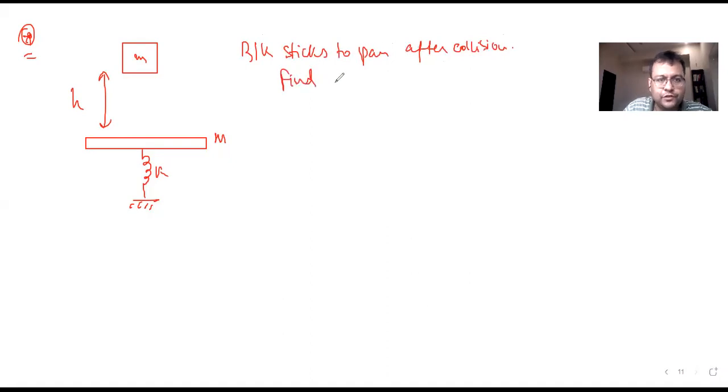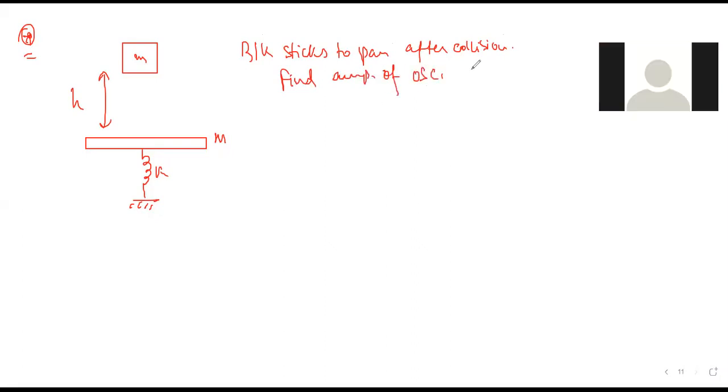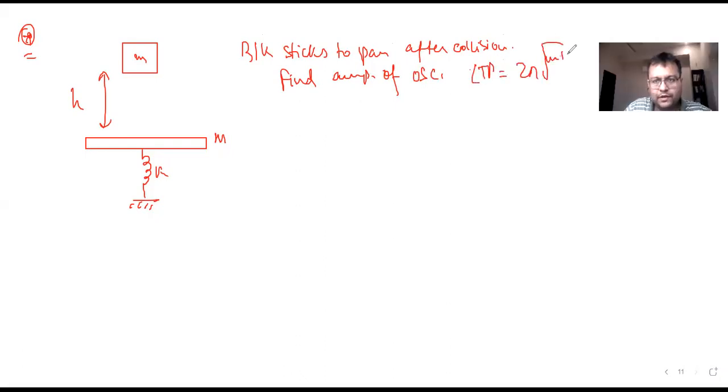Time period of oscillation अगर पूछता तो क्या आंसर होता? 2π√(m/k), root of (m plus M) by k, so that would be 2π√((m+M)/k). So that is not needed. Amplitude of oscillation होता है.